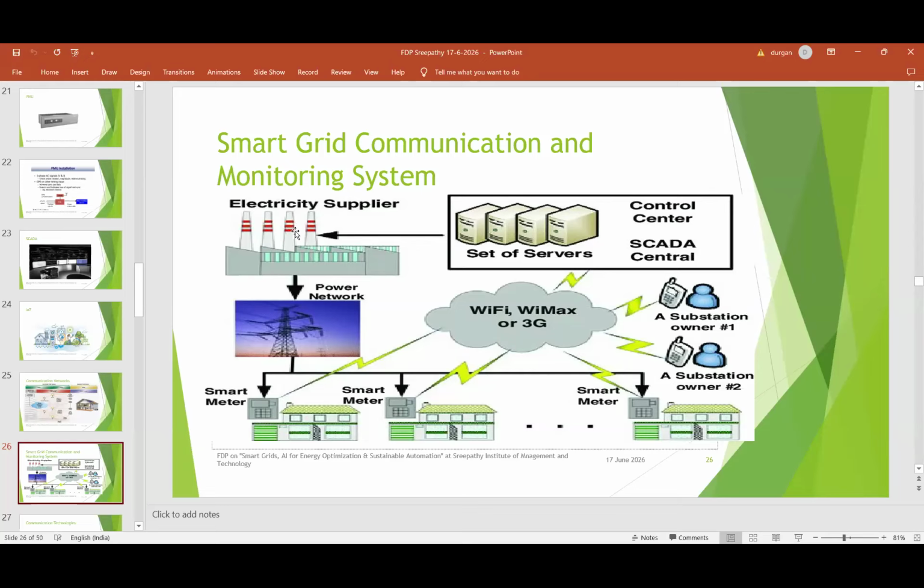Okay, so here electricity supply is the generation, then comes transmission as well as distribution, then the consumption. So this electricity flows from the supplier to the residential consumers connected to the grid.